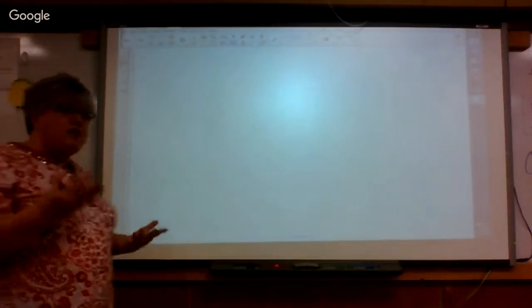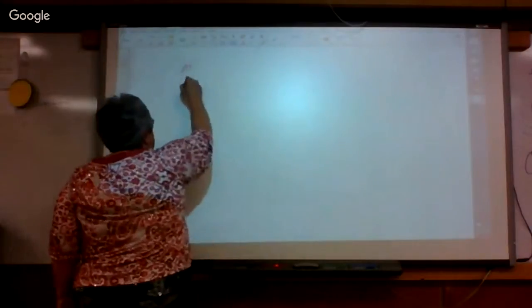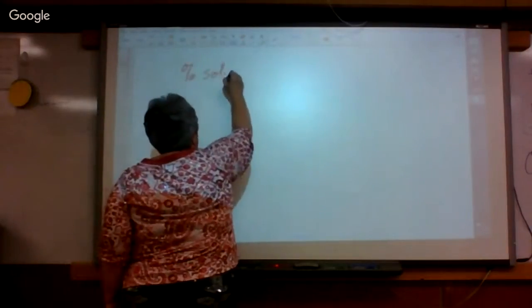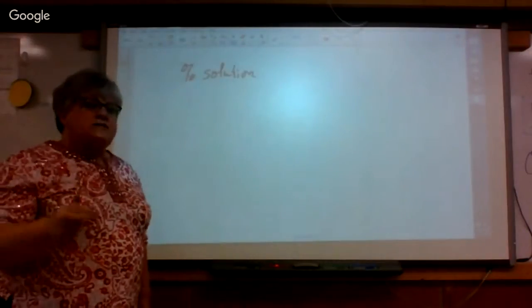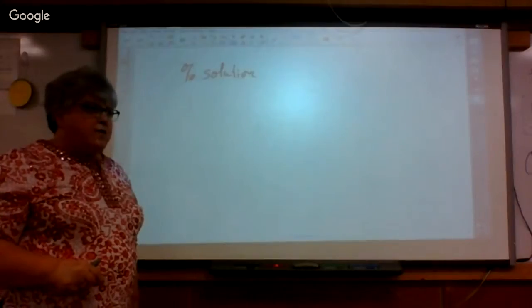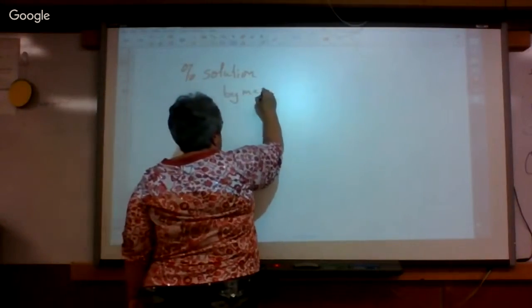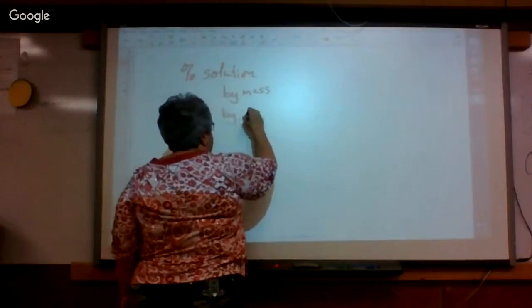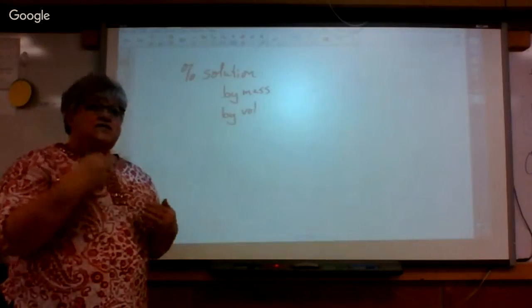But we have other things that we can do. We can have a percent of a solution. And there are 2 different ways that you can do this. What are the 2 different ways that we can make a solution using percents? Okay, so we have by mass, and then you also have by volume. And again, it's just a straight percentage.